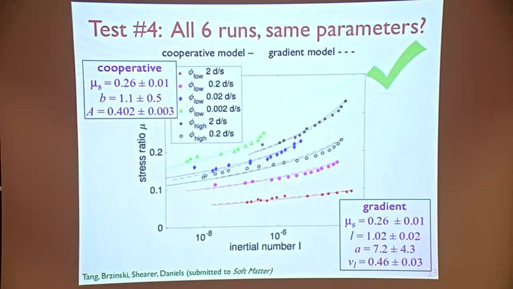And yes, it does work that if I pick one set of parameters, they work for all of the data sets that we tried. And this is over quite a large range. This is over 4 orders of magnitude in I, and it's over quite a large range in speeds. So both rheologies are able to do this.